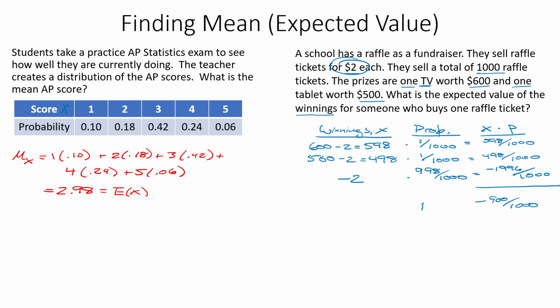This is actually our expected winnings, or our mean. All right, or if we want to write that as a decimal, this would be negative 90 cents. So we would expect to lose 90 cents per play, which makes sense because they want to make money from the raffle, right? They're using it as a fundraiser.